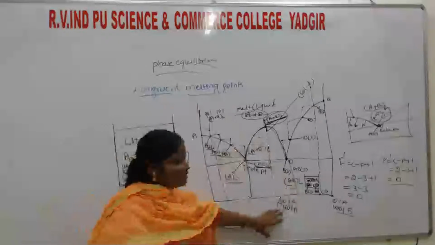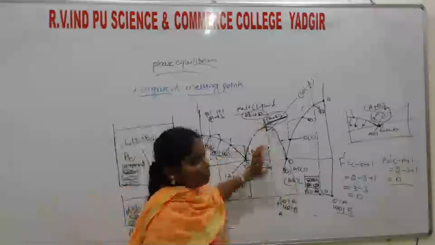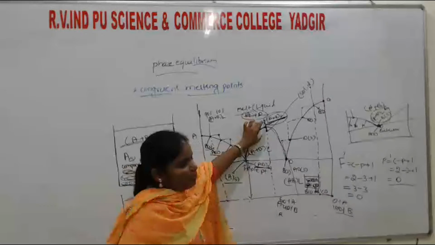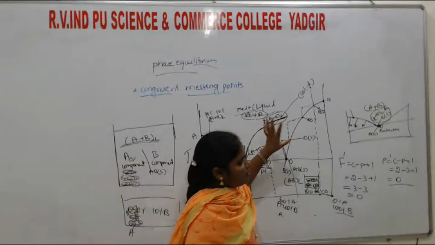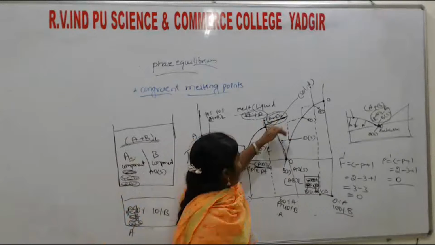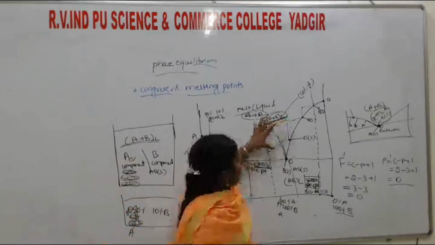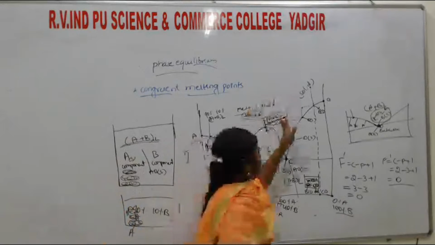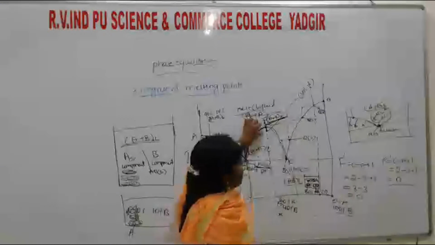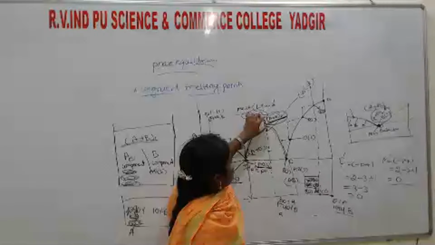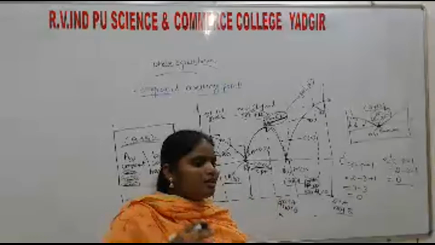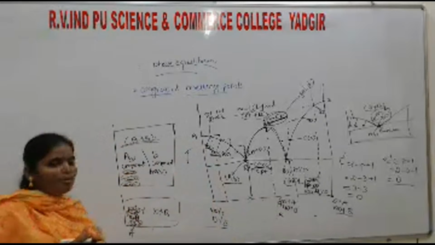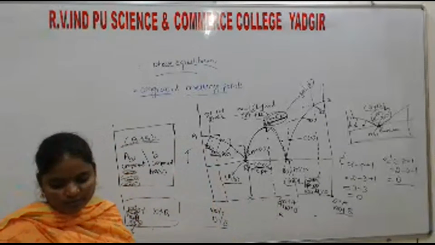This is known as a congruent melting point. Here the composition is the same, I am just decreasing or increasing temperature. Only by decreasing 1 degree Celsius, all liquid converts into solid. I vary only 1 degree Celsius. All liquid changes into solid, all solid changes into liquid in the same composition, and that is known as a congruent melting point.